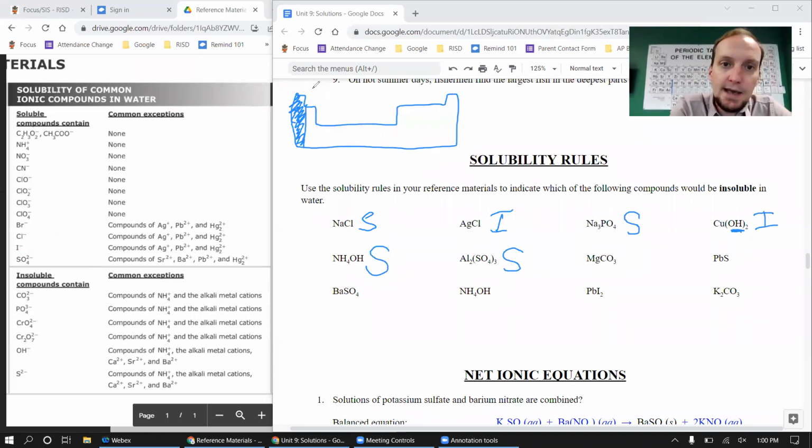Next, we have magnesium carbonate. So carbonate, I'm looking for it. Somewhere in the top, I thought. Oh, no, it's in the bottom. There it is. Carbonate's the very first one. Its exceptions are ammonium and anything in the very first column called the alkali metal cations. Magnesium is on the left side of the periodic table, but it's in group 2. Magnesium is a group 2 metal. The alkaline earth metal is not an alkali metal cation. Therefore, it will remain insoluble.